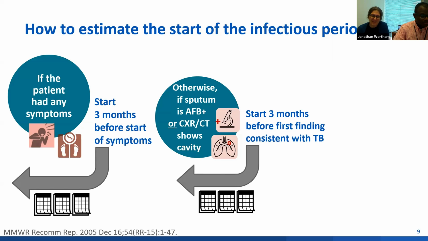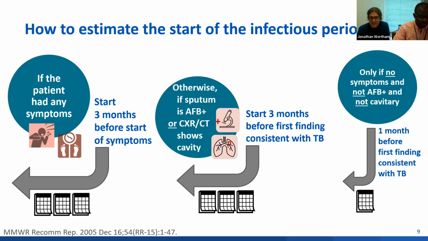But instead of going back from the beginning of the symptoms, you'd go back from the beginning of that first finding. And then finally, only for the people with no symptoms, no AFB-positive smears, no cavities in their lungs, with them you can go back just 1 month before that first finding. And you probably went over last week, and I apologize, I couldn't catch the presentation live and it's not been posted yet. Some health departments, depending on resources, may not even do a contact investigation for people in that final category. But if you were to, you do need to go back 1 month.